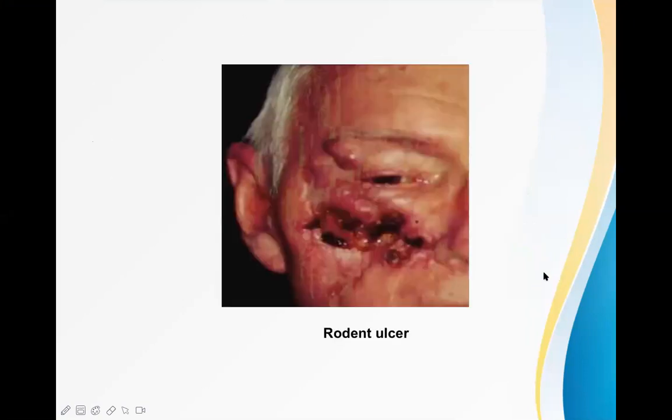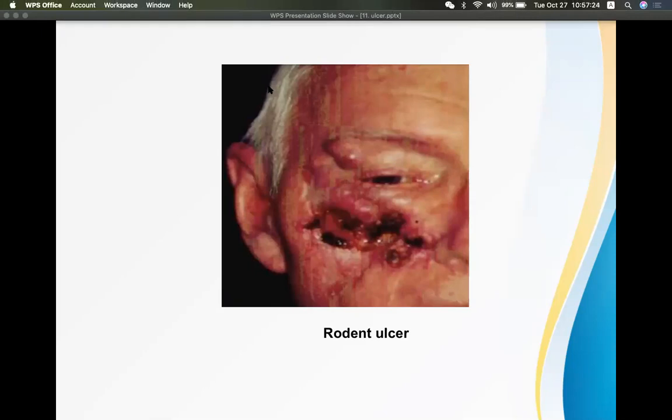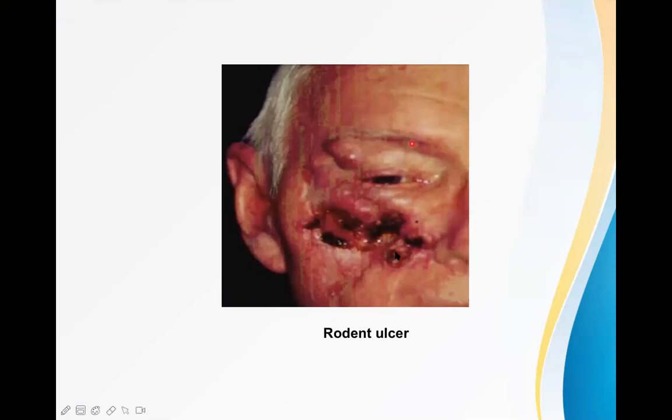Now, all of you, please focus on this slide. This is known as rodent ulcer. Look at the patient here. The patient looks quite old. That is the common age for the development of basal cell carcinoma, but it can occur in relatively younger people also. This is caused by prolonged sun exposure. There are so many other causes. Let's not go into the detail now.